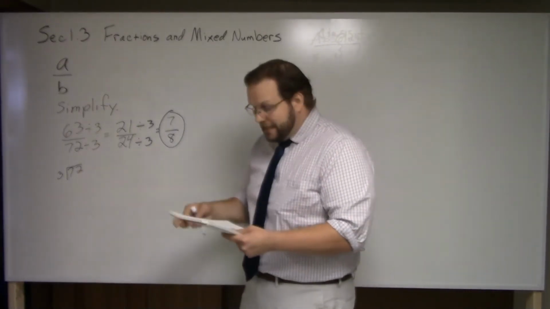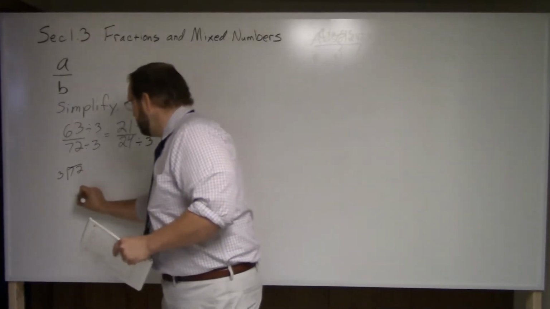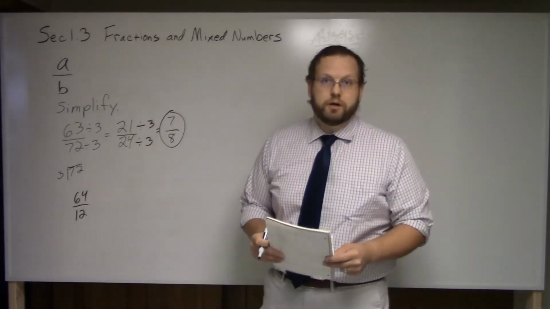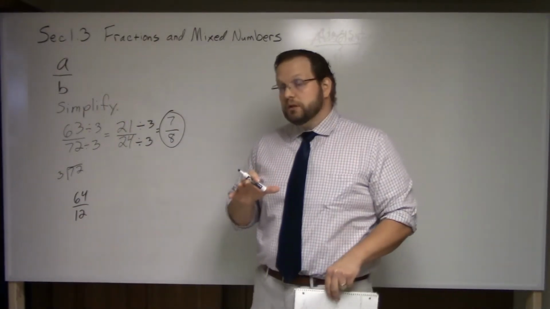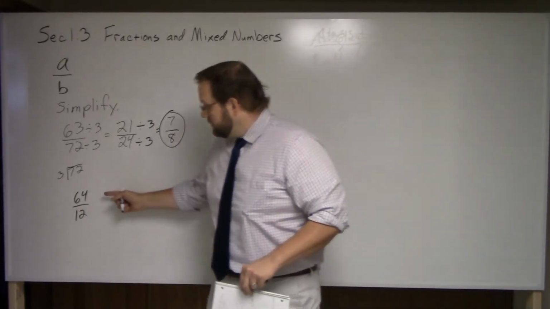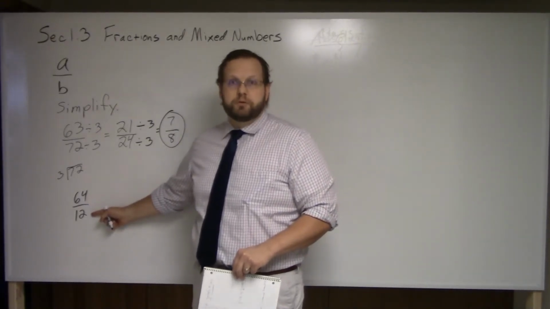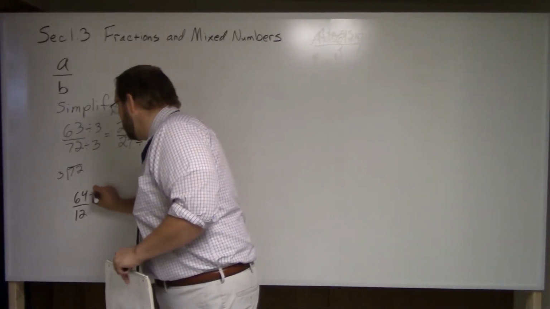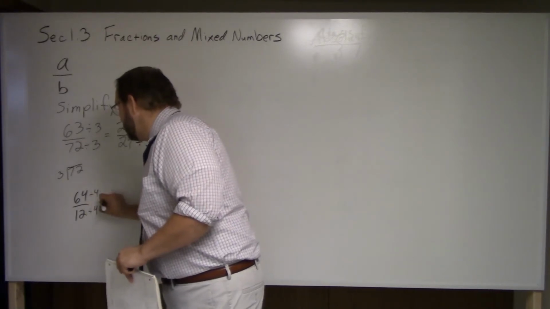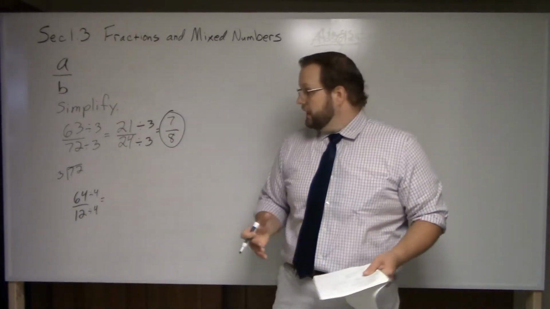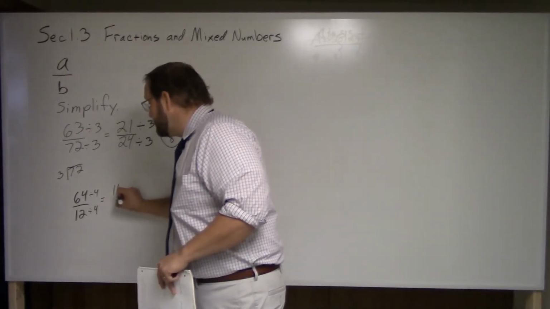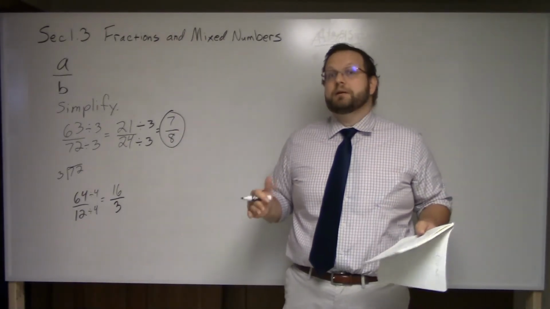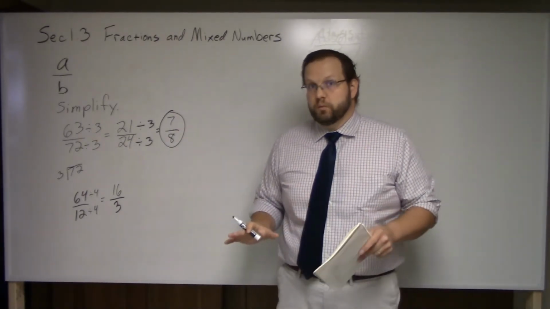Okay? Next one, how about 64 over 12? Okay? Now, if you don't see anything else, these are even numbers. 2 goes into both of those. Okay? However, if you see that a 4 goes into both of those, that's even better. Okay? Because 64 divided by 4 is a 16. 12 divided by 4 is a 3. And that's it. Nothing goes into both 16 and 3. We're done in one step.